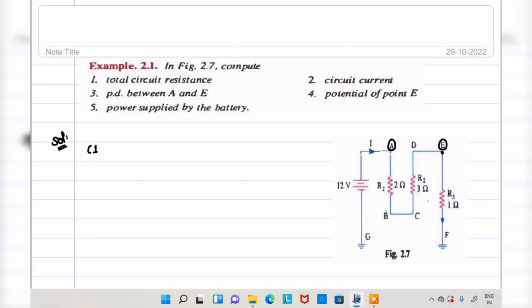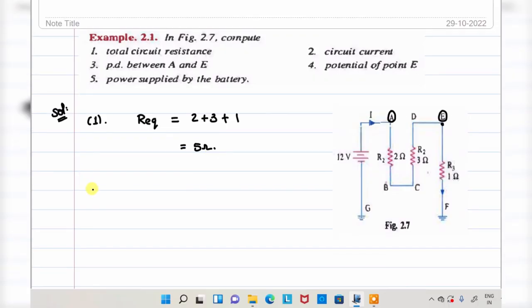So the first point here, total circuit resistance. How to find out the total circuit resistance? See here, this is a circuit. We have 2 ohm, 3 ohm and 1 ohm resistances, all connected in series, because the current will be flowing through the same path. In a series circuit, current is the same. R equivalent, that is the total resistance, is equal to 2 plus 3 plus 1. That is equivalent to 5 ohms. Is it okay?